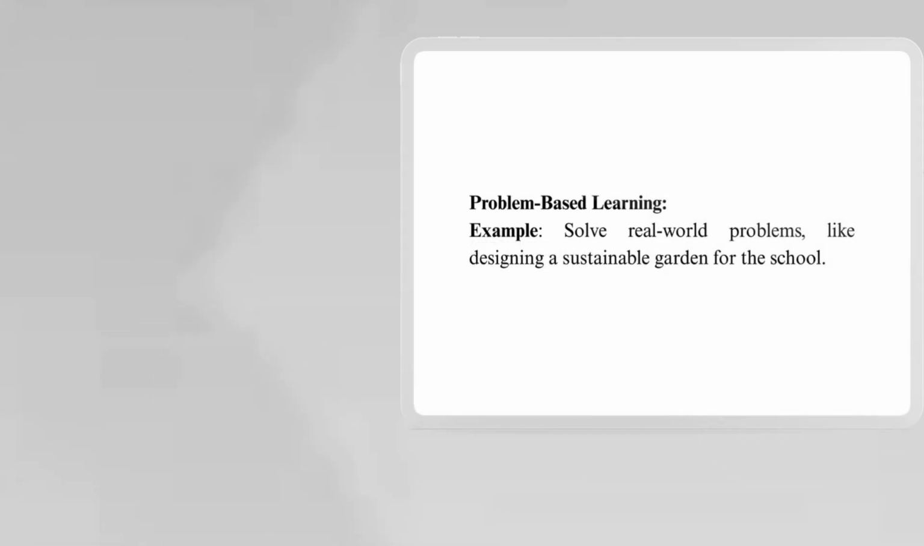Second, problem-based learning. Example, solve real-world problems, like designing a sustainable garden for the school. It means learning by solving real-life problems instead of just reading from a book. So you learn by doing things and solving a real problem just like in real life.